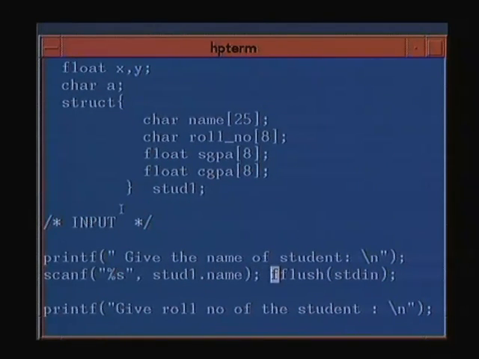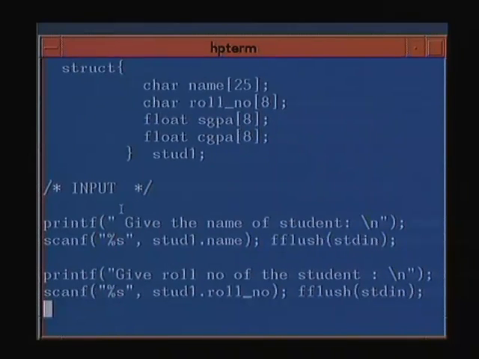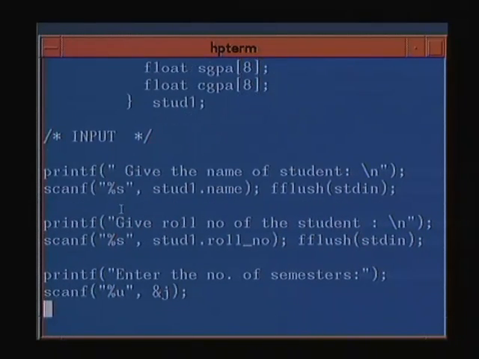fflush stdin. Again similarly we take in the roll number. Next we take in the number of semesters, which is stored in the variable j. And the number of semesters we have taken in just to introduce the unsigned format, which we saw previously.